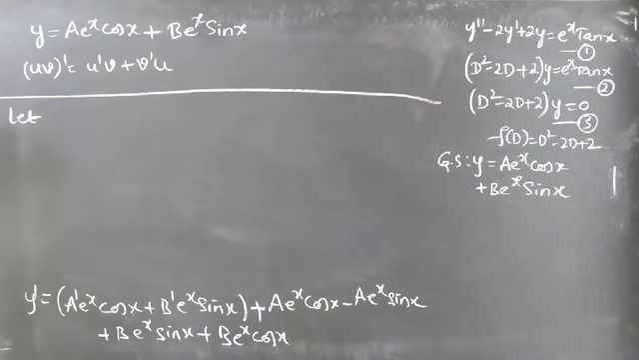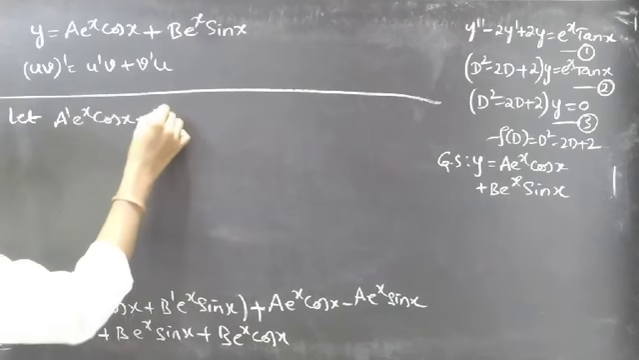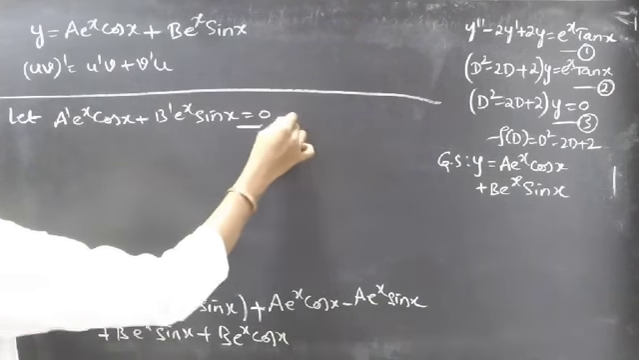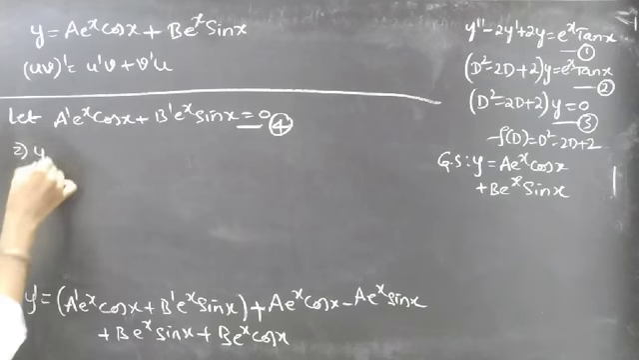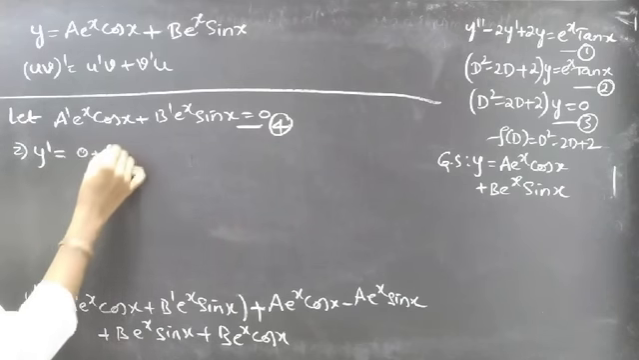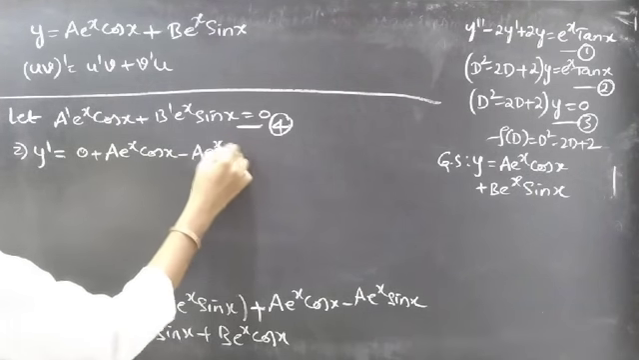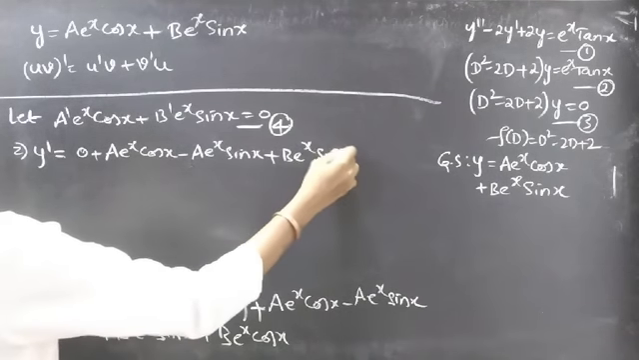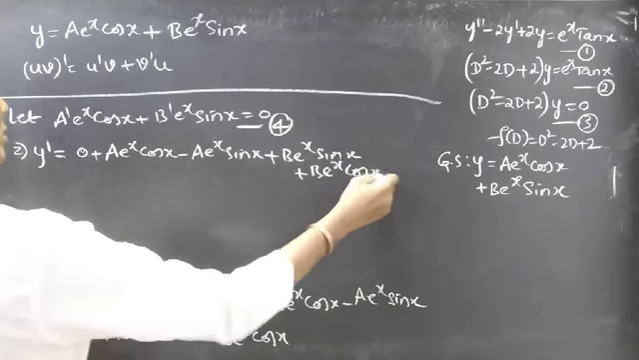Let a' e^x cos x + b' e^x sin x = 0. Consider it as equation number 4. Then this becomes y' = 0 + a e^x cos x - a e^x sin x + b e^x sin x + b e^x cos x.